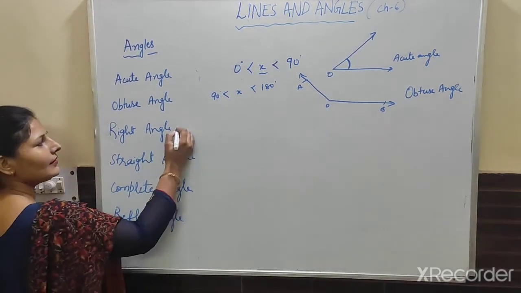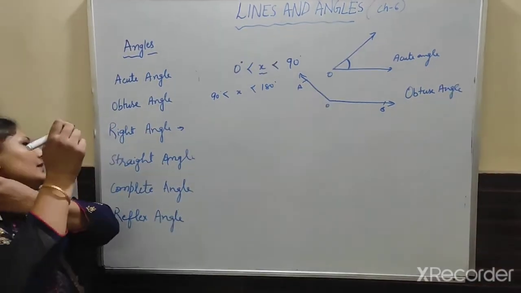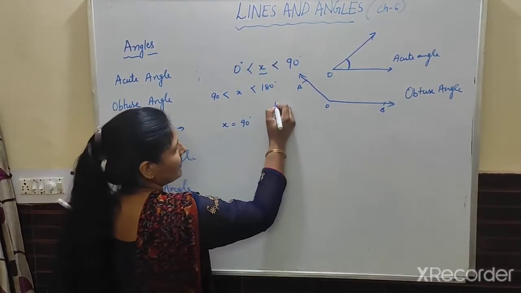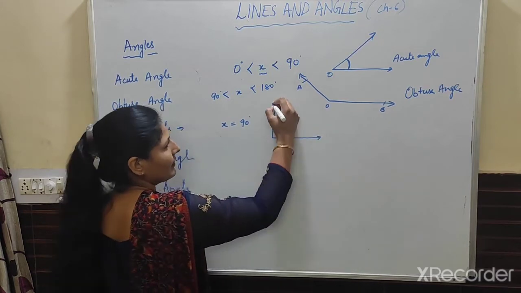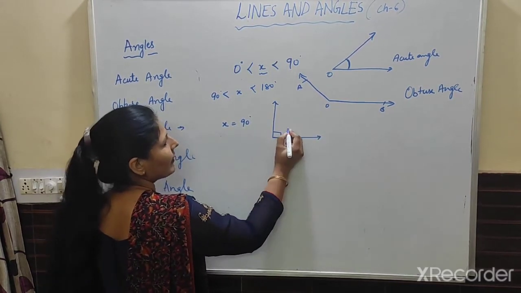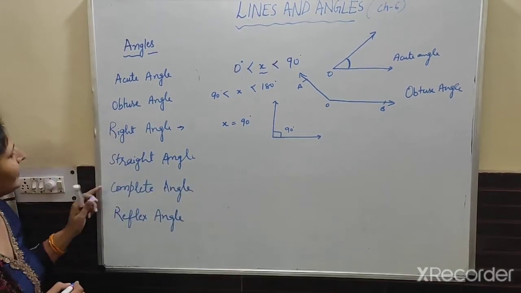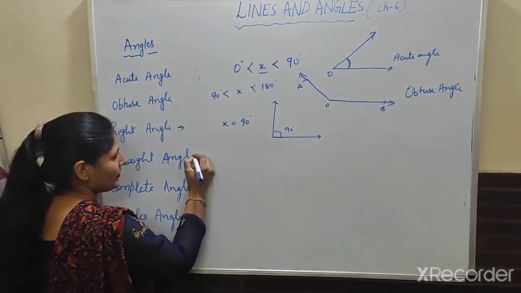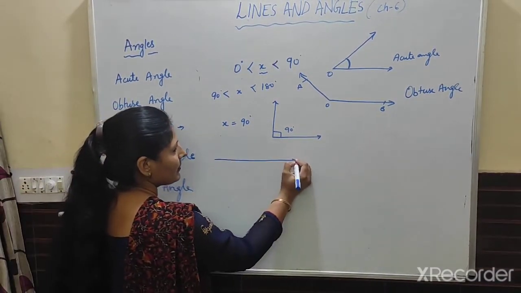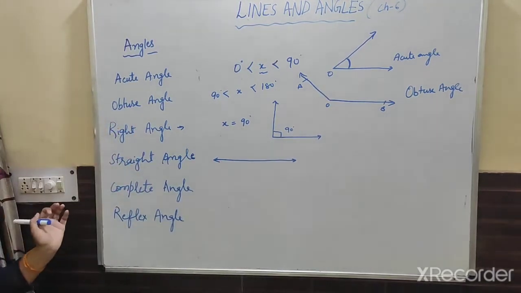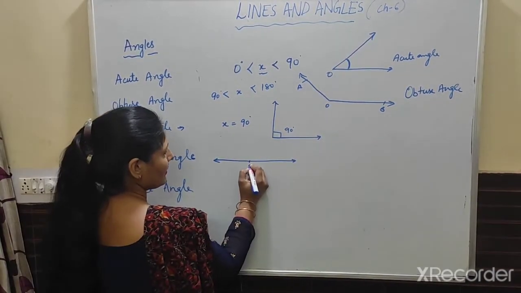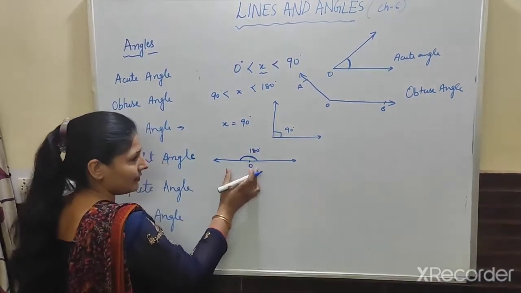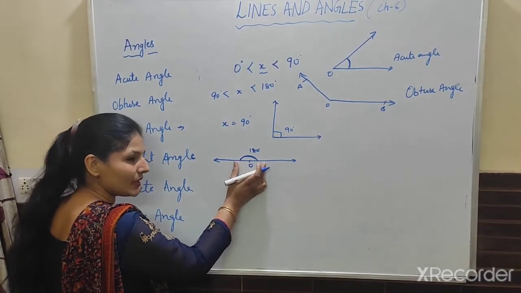Then right angle. Right means straight, a 90-degree angle, whose measure is 90 degrees. I think everyone knows this. This is a right angle. Next is straight angle. What are straight angles? Those whose measure is 180 degrees. A straight angle will always lie on a straight line.